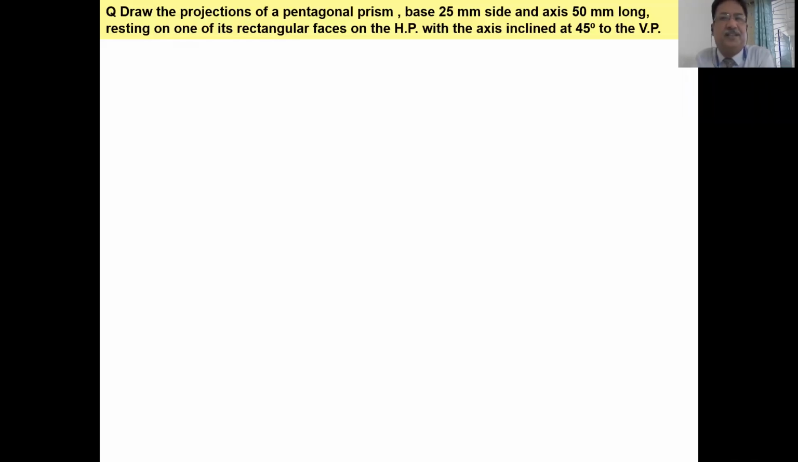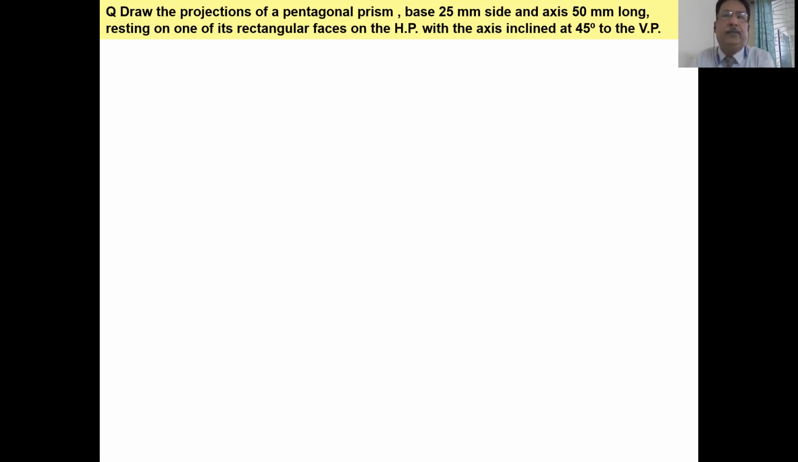Hello students. So today I am here with another problem, this time on the projection of solid. In this lecture, we are going to solve one very interesting problem on projection of a pentagonal prism. The problem is as you see on the screen: draw the projections of a pentagonal prism, base 25 mm side and axis 50 mm long, resting on one of its rectangular faces on the HP with the axis inclined at 45 degrees to the VP.